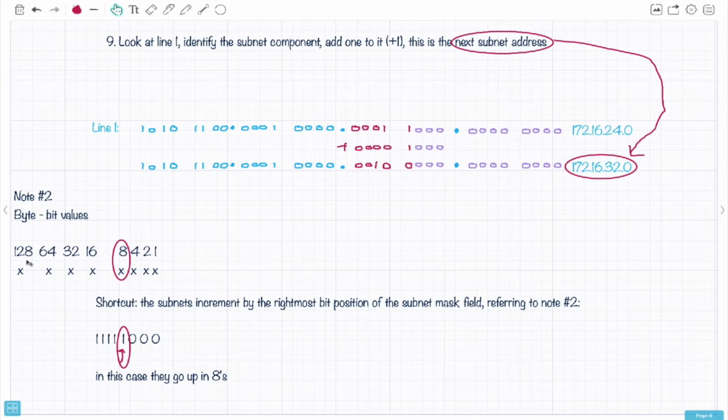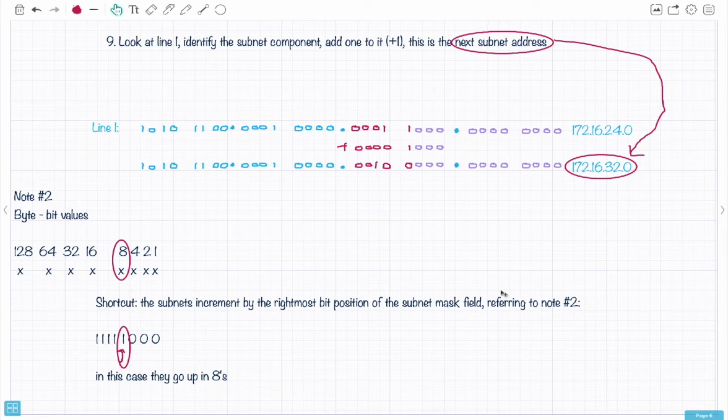And as I mentioned before, our shortcut: if you look at the mask, we have 5 1s in the mask, and the 5 1s take us as far as the 8-bit position. So we now know that all the networks go up in 8s. So the next subnet after 24 is 32. The next subnet is 32 plus 8, 40. The next subnet is 48, and so on.